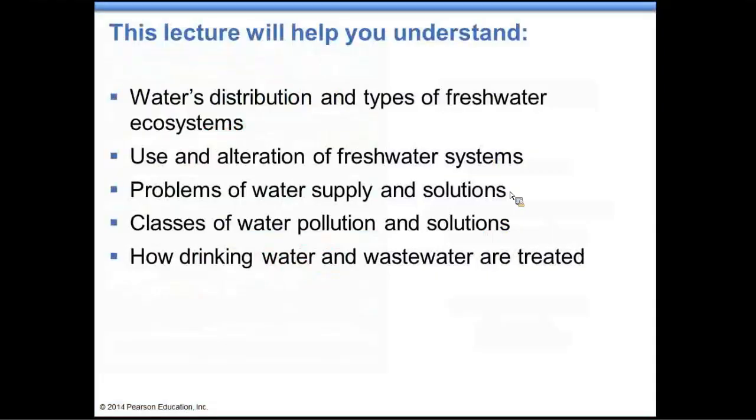This chapter will help students describe the distribution of freshwater on Earth and the major types of freshwater systems, discuss how we use water and alter freshwater systems, assess problems with water supply and propose solutions to address the depletion of freshwater, describe the major classes of water pollution and propose solutions to address water pollution, and lastly we want to explain how we treat drinking water and wastewater.